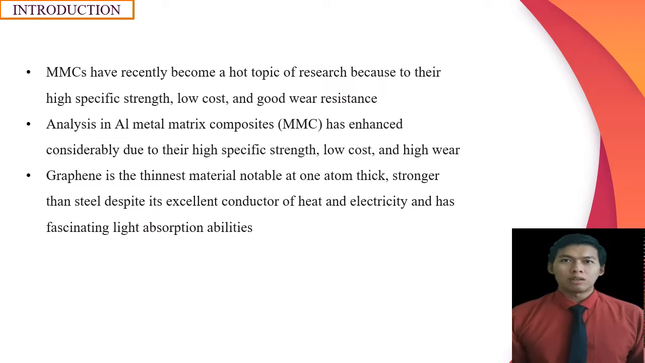In the introduction, I would like to give some brief and highlight important things related to my research. First, MMC has recently become a hot topic of research because of their high specific strength, low cost and good wear resistance. Research in aluminium metal matrix composite has increased considerably due to their high specific strength, low cost and high wear resistance. The last thing is, graphene is the thinnest material known at 1 atom thick, stronger than steel, an excellent conductor of heat and electricity, and has fascinating light absorption abilities.